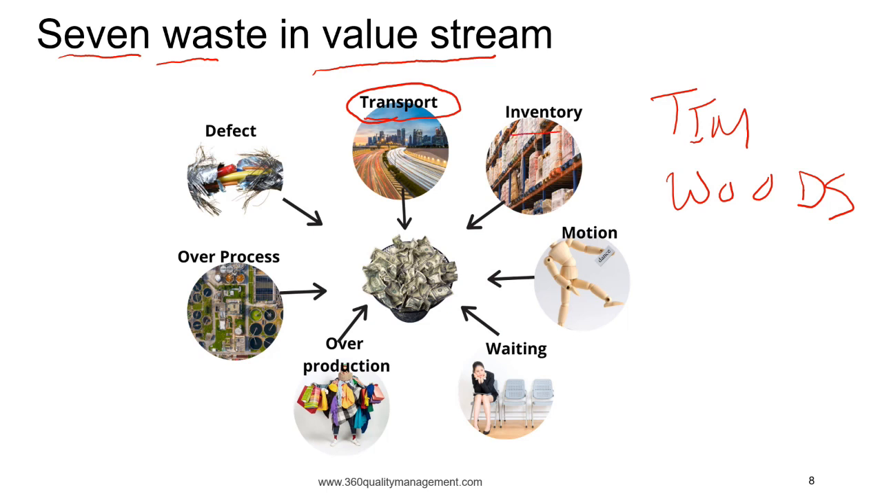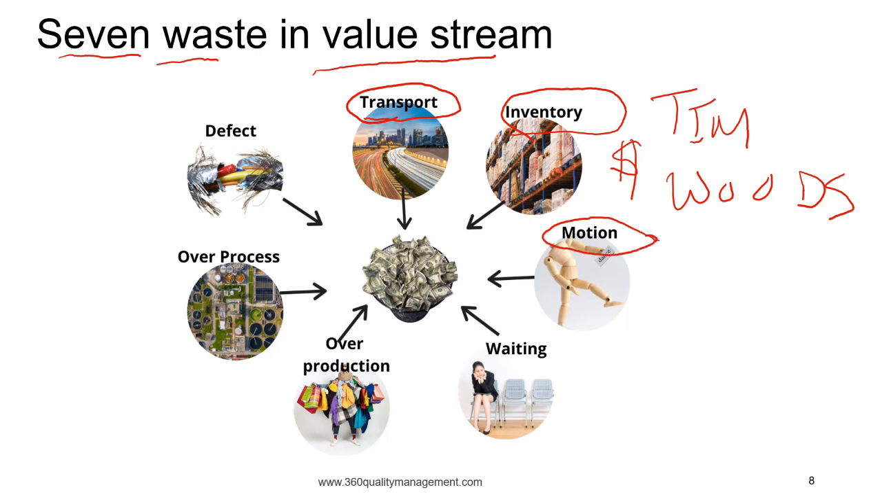The next is inventory, which is excess material, either in raw material, in work in progress parts, or in finished goods that are waiting for customers to buy. And we know that inventory will tie up financial resources. A perfect example would be reject material from your production which is waiting for rework. This is also a type of inventory.